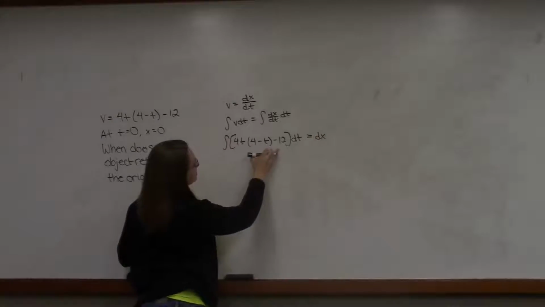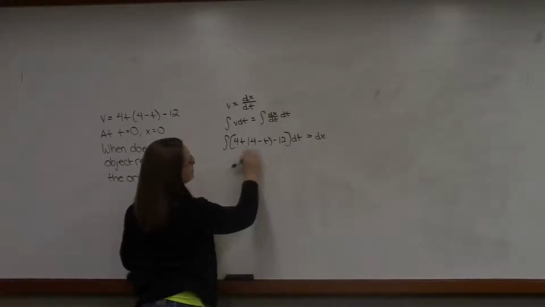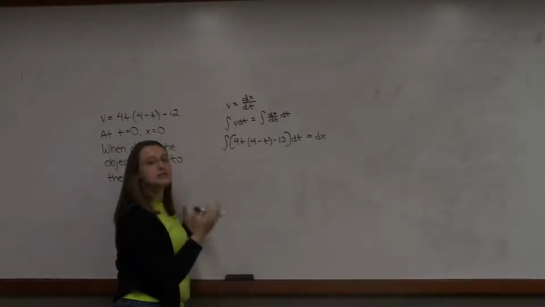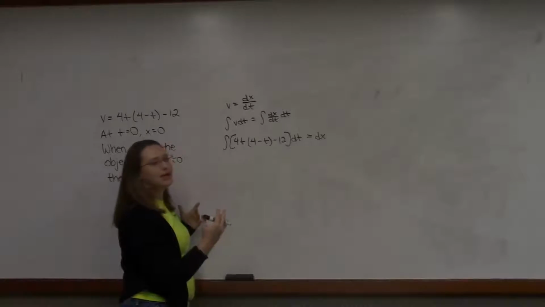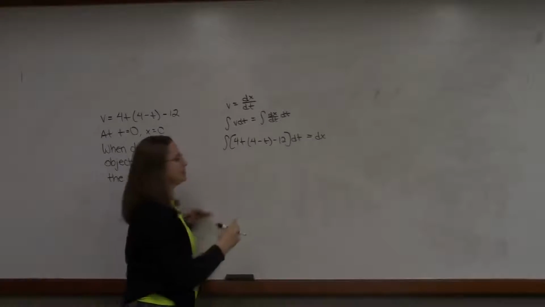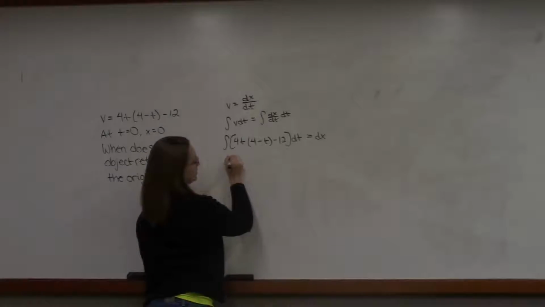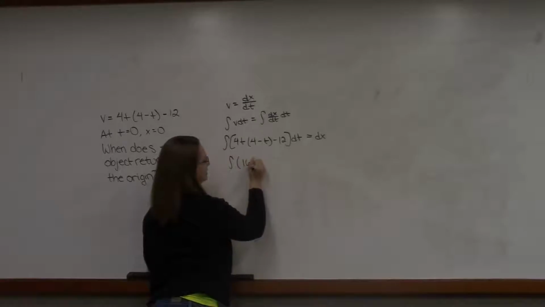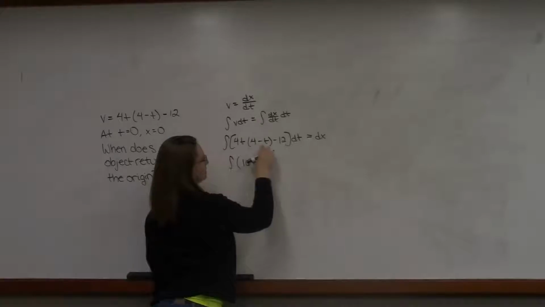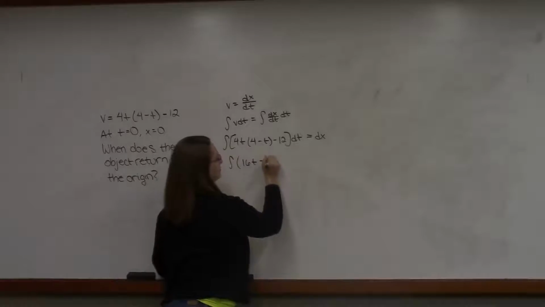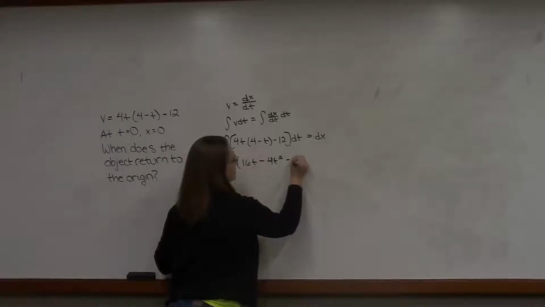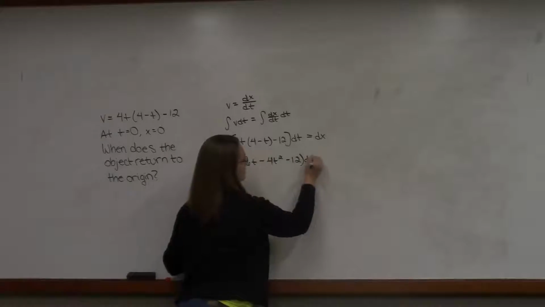Now, if I want to do this integral, it's going to be really ugly if I leave this factored out. So I want to simplify as much as possible and combine my terms. So I still have this integral. This 4t times 4 gives me 16t. 4t times a negative t gives me 4t squared. And then I have a minus 12 dt.